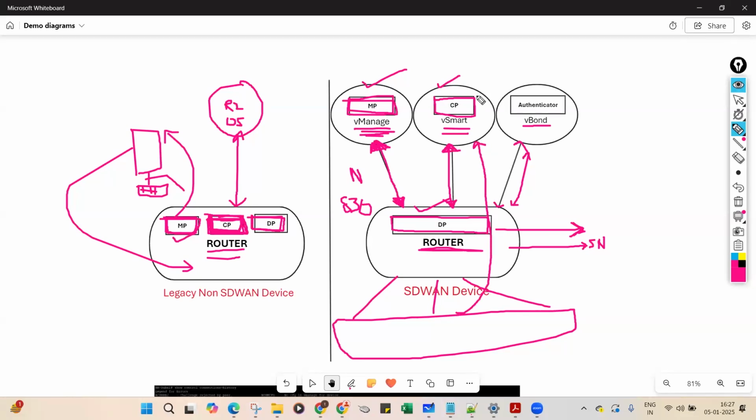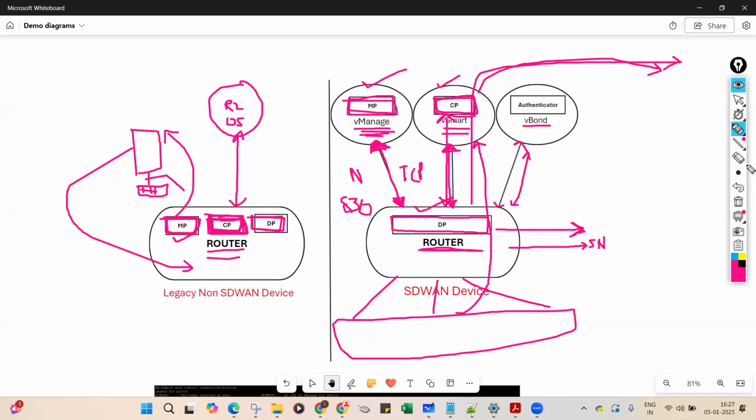Now, the vSmart controller has these service segments from other branches as well. Since it is responsible for control plane functionality, it will calculate the best route for this router to reach any other branches and share it with the router. And this will be done via the OMP protocol, and it uses TCP port 830 to share these details.